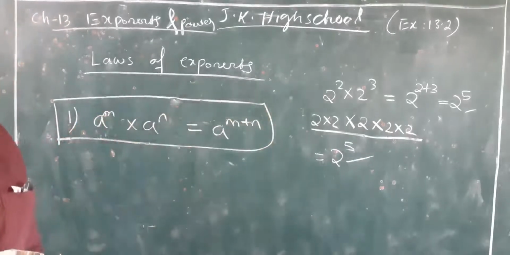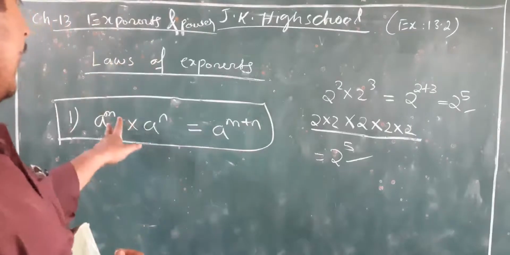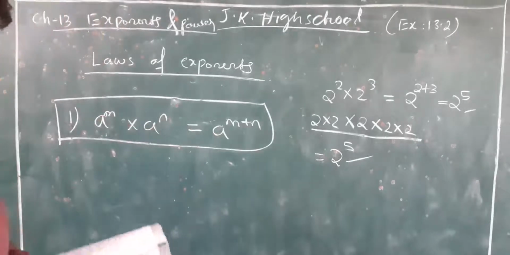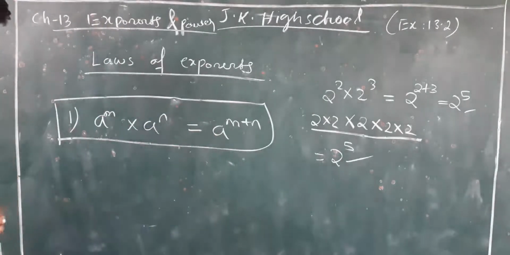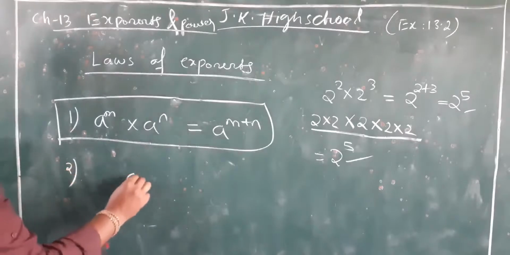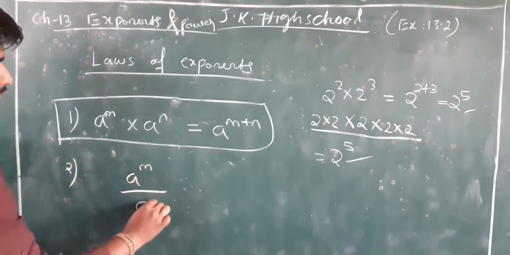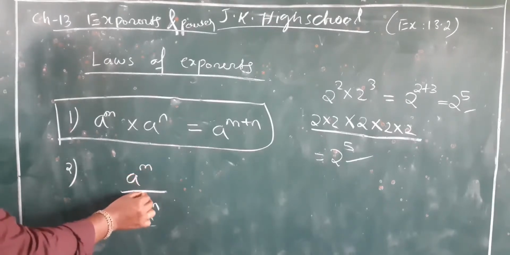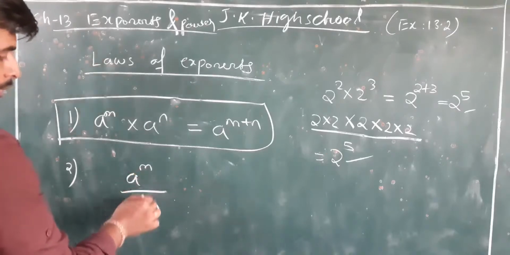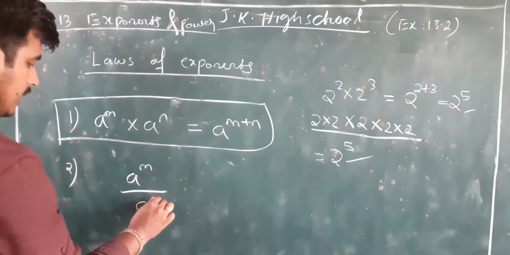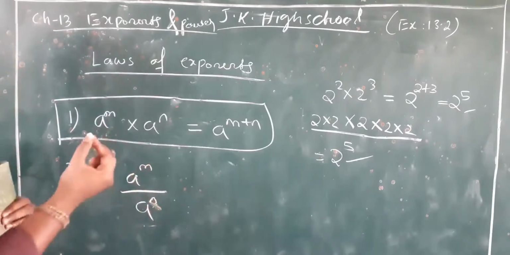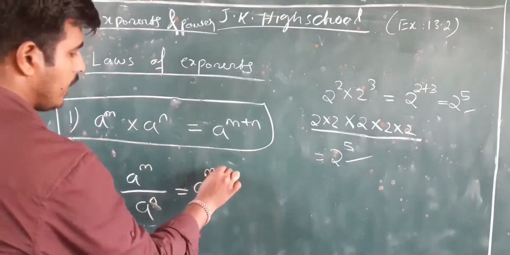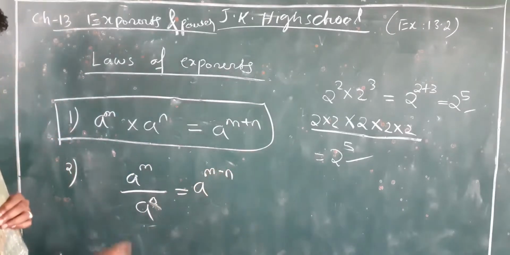Note down this law: a raised to m into a raised to n is equal to a raised to m plus n. Similarly, the second law of exponents: a raised to m divided by a raised to n. If two exponents are divided by each other, the condition is that they must have the same base. Here also the base is a, here also the base is a. The powers are different, but don't worry about the power, just worry about the base. In this case, a raised to m minus n.